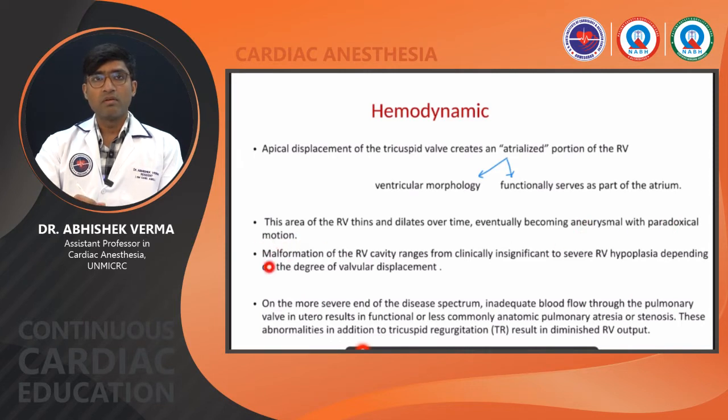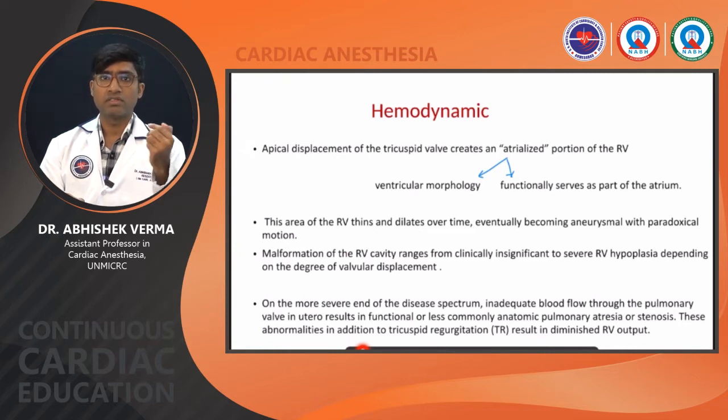Malformation of the right ventricle cavity ranges from clinically insignificant to severe hypoplasia depending upon the degree of valvular displacement. So this RV cavity and its size also determine our surgical plan. At the severe end of the disease spectrum, inadequate blood flow through the pulmonary valve in utero results in functional, or less commonly anatomic, pulmonary atresia or stenosis. These abnormalities, in addition to the tricuspid regurgitation, result in diminished RV outflow.